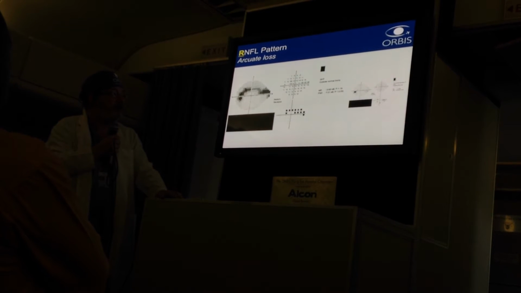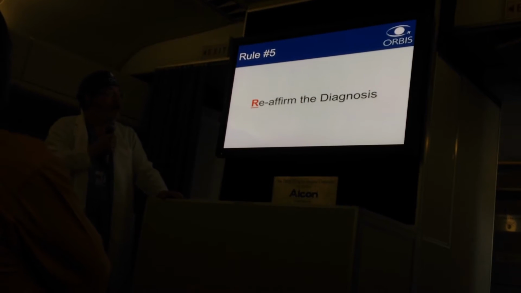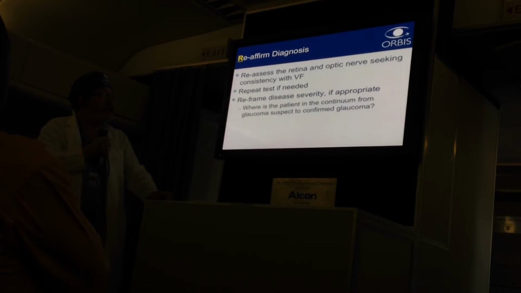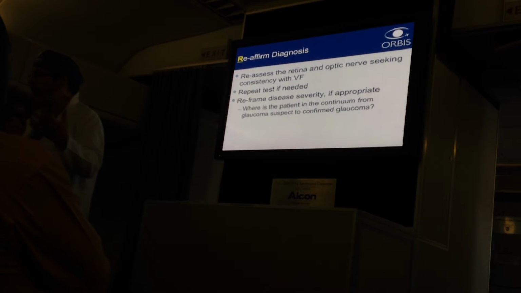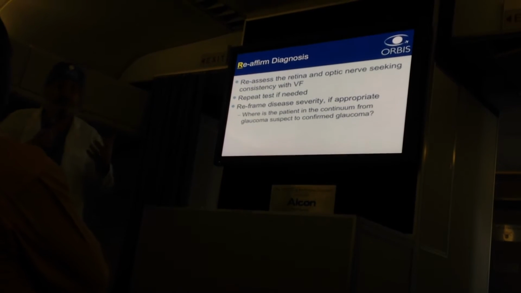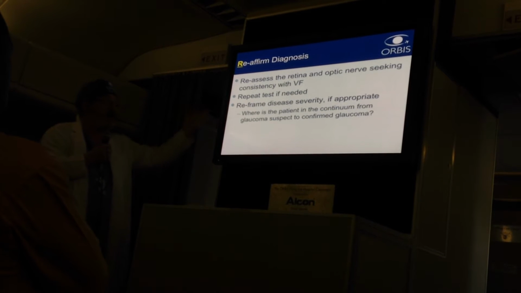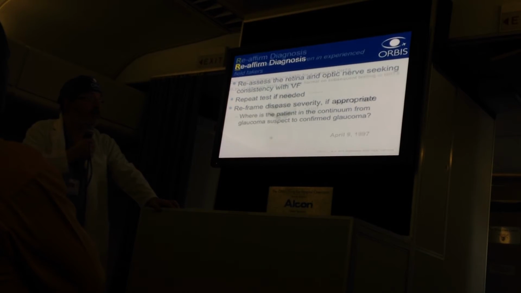Again, a patient getting slowly worse over time. So lastly, you want to reaffirm the diagnosis. Once you've done these four things, checking that it's the right test, checking the reliability, and checking the overall global indices as well as the retinal nerve fiber layer pattern, then you want to reevaluate whether or not this is consistent with what you're seeing in the optic nerve.